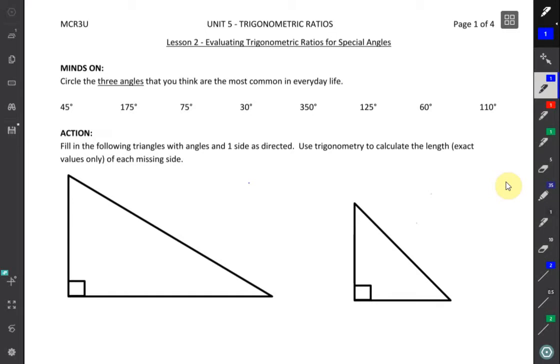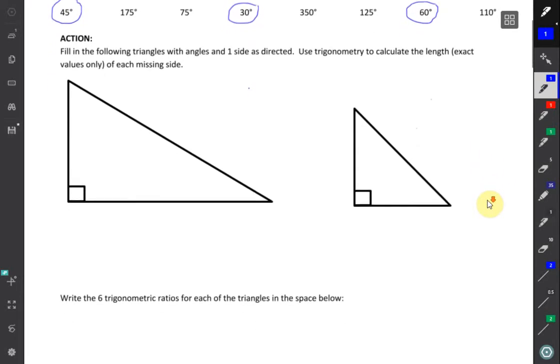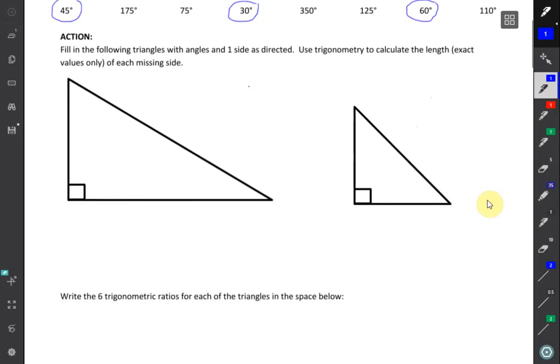Now the ones that we're going to circle are 45 degrees, 30 degrees, and 60 degrees. And those are the special triangles that we're going to be focusing on. So what we're going to do is label these triangles, and then we're going to continue to refer to them throughout this unit with the sides that are given to them. They're based on the angles that they are.